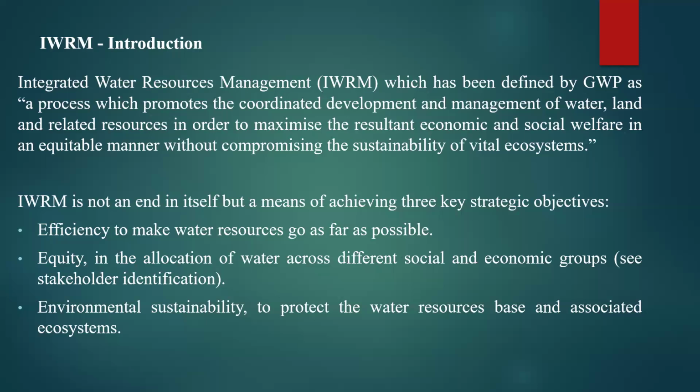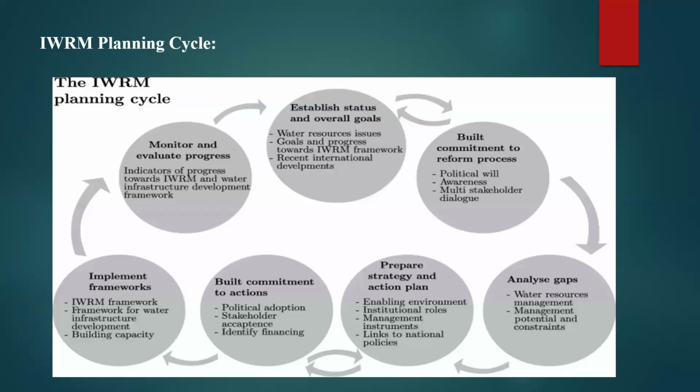IWRM is not an end in itself, but a means of achieving three key strategic objectives, namely efficiency, to make water resources go as far as possible; equity in the allocation of water across different social and economic groups; and environmental sustainability, to protect the water resource base and associated ecosystems. IWRM should be viewed as a process rather than a one-shot approach.